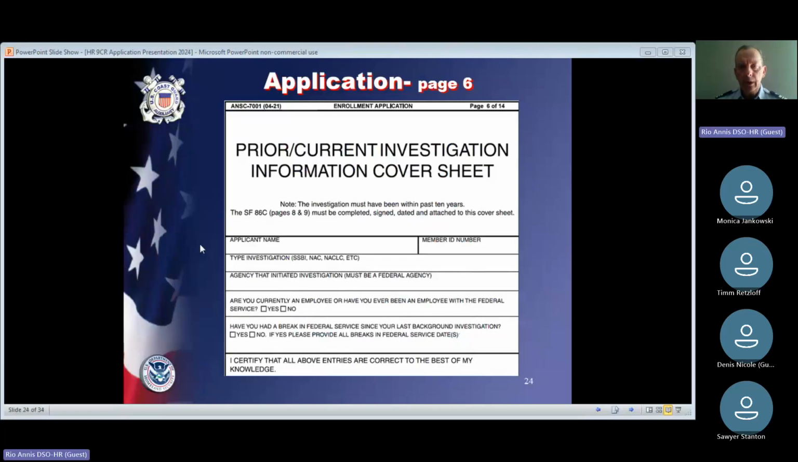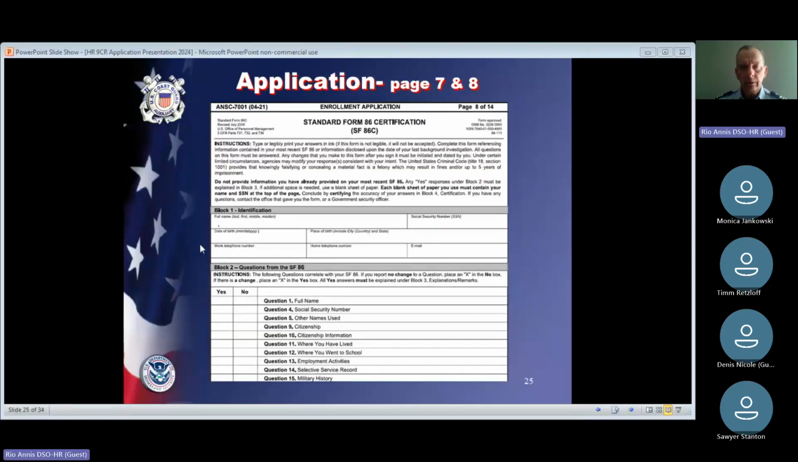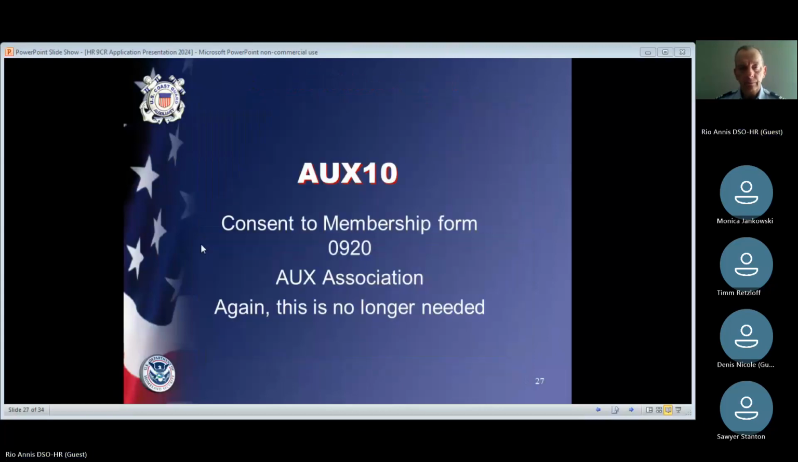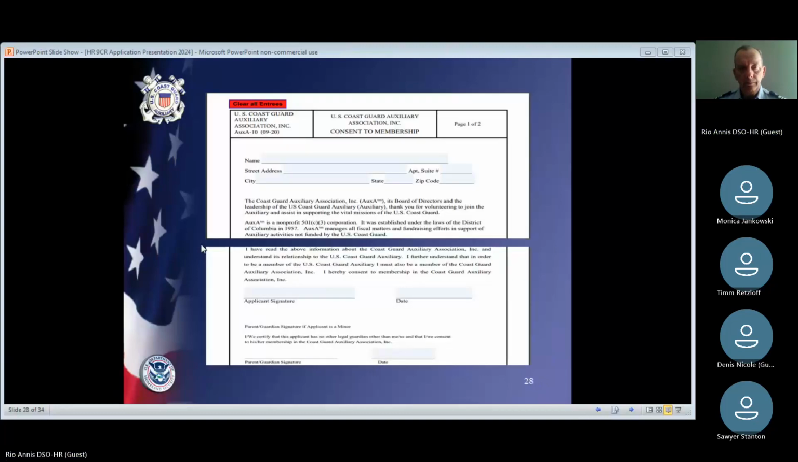These are copies of pages 6, 8, and 9 if they were needed. Again, your applicant would know this information, and anywhere there's a signature, they would also sign this in blue. Reminder, again, the consent to membership form is no longer needed. That's a copy of it in case you didn't know what it looked like.